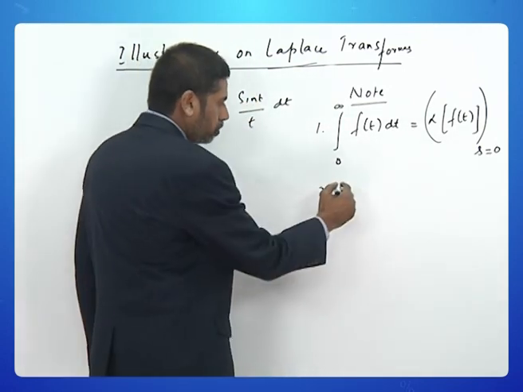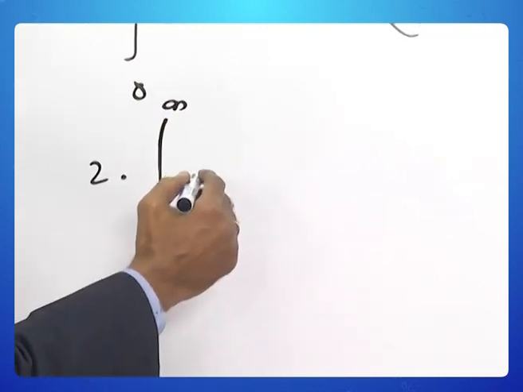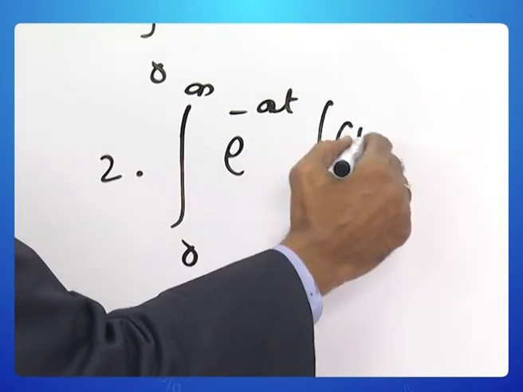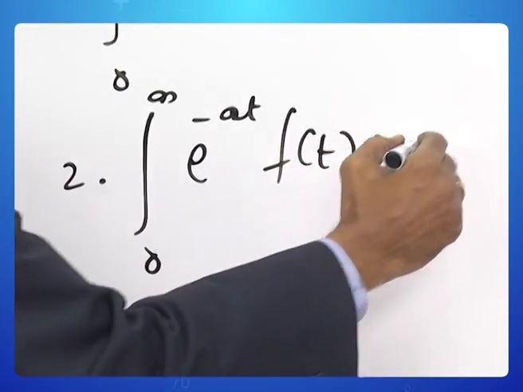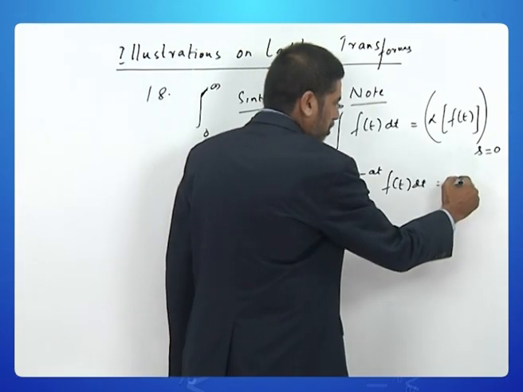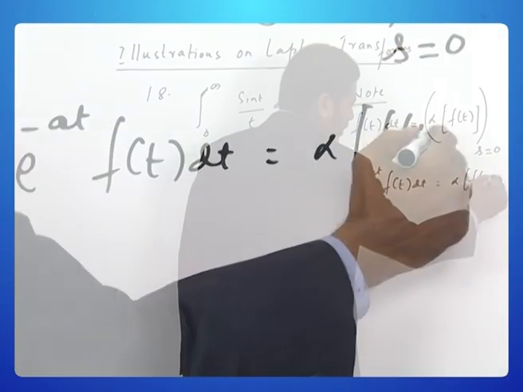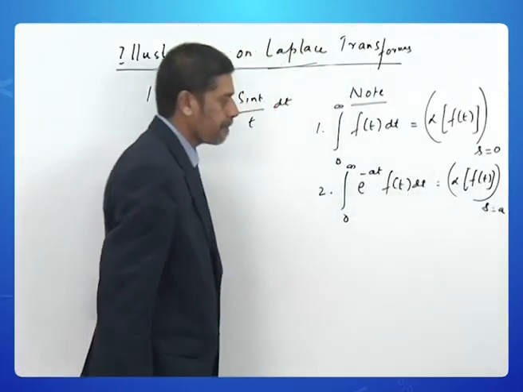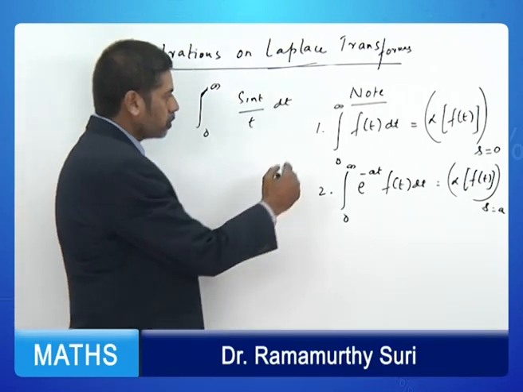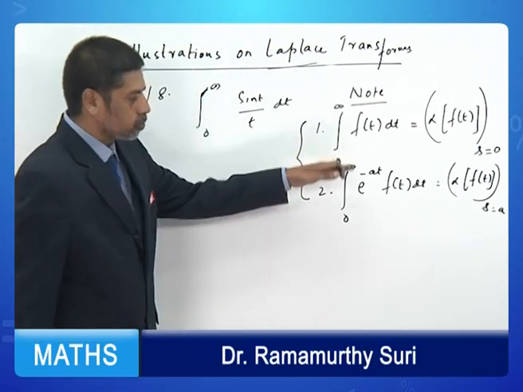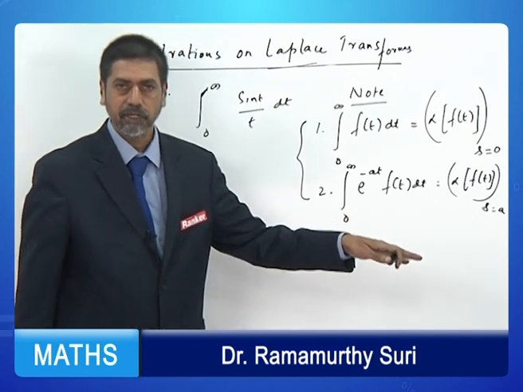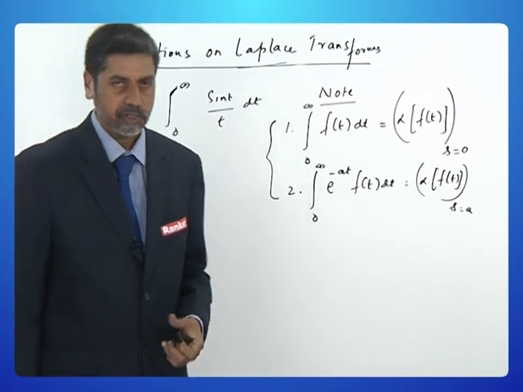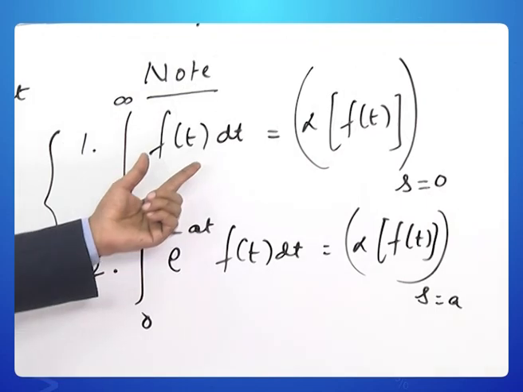You got another rule, 0 to infinity e power minus at f of t dt is Laplace transform of f of t evaluated at s is equal to a. So students can use these two rules very effectively while handling improper integrals. Of course, what I mean is a type 1 improper integral, right? Type 1 or type 3. So we are here right now.